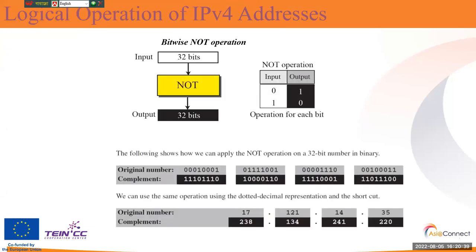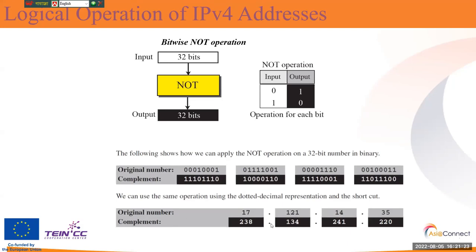So now we need to know some logical operations to see the IPv4. Three types of logical operation we need to know. Basically the bitwise NOT operation, or complement, on 32 bits. The NOT operation outputs 32 bits. In a NOT operation, if the input is zero, the output is one; input one, output zero. So how can you convert this original number? This is the original IP address. We can complement it, 0 to 1. This is easy, the 0 position is replaced by 1.